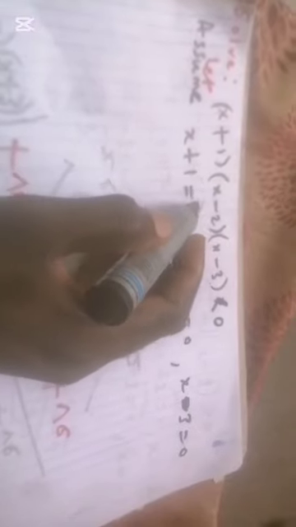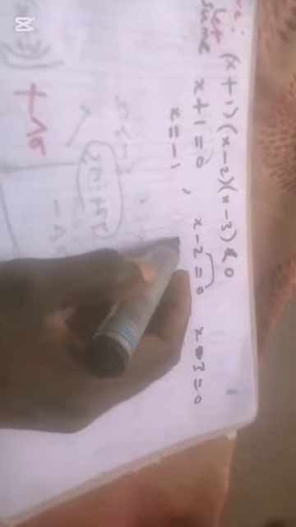So let's solve the first one. If this one comes out, that means x is equal to what? Minus 1. If this one comes out, x is equal to what? Plus 2. And when this one comes out, x is equal to what? Plus 3.